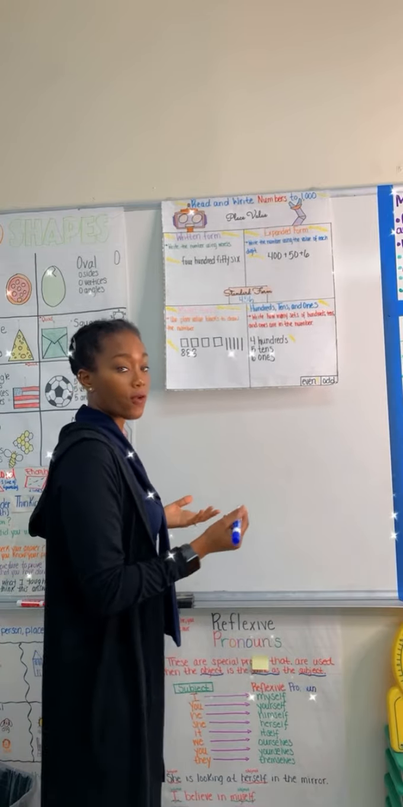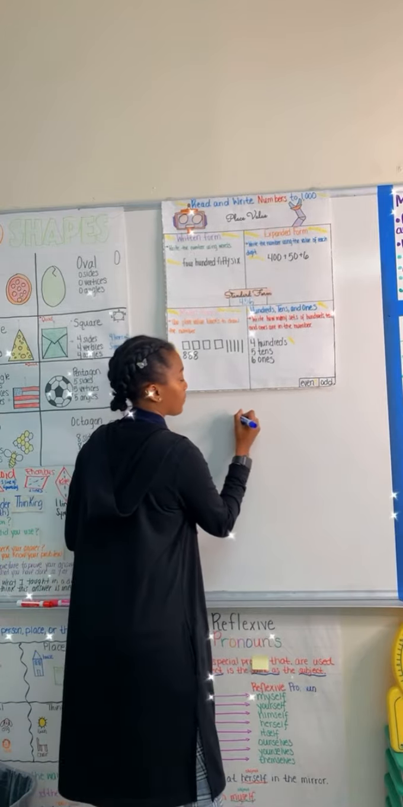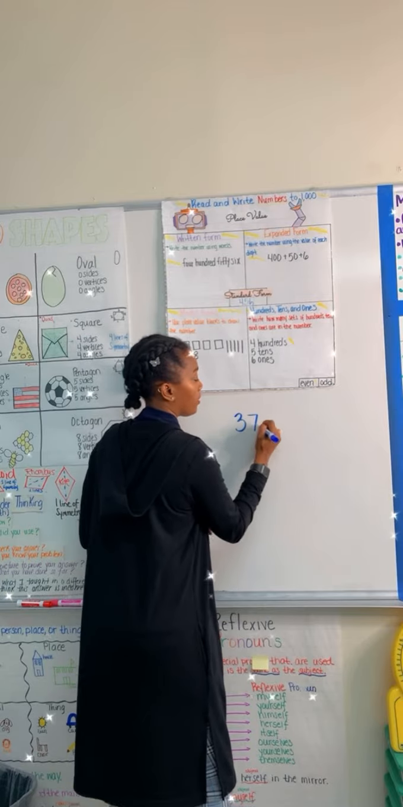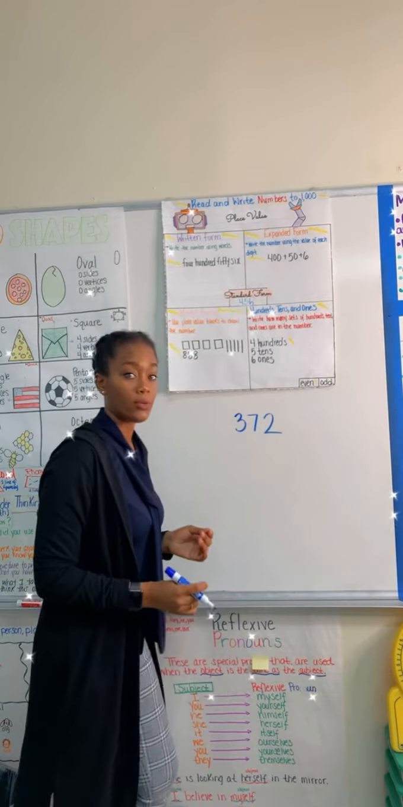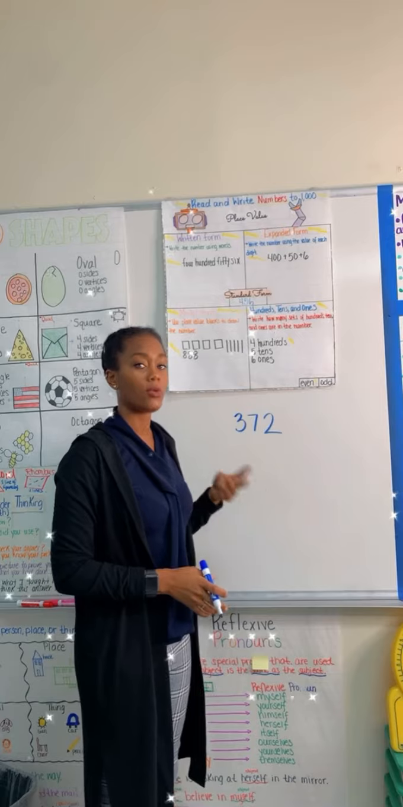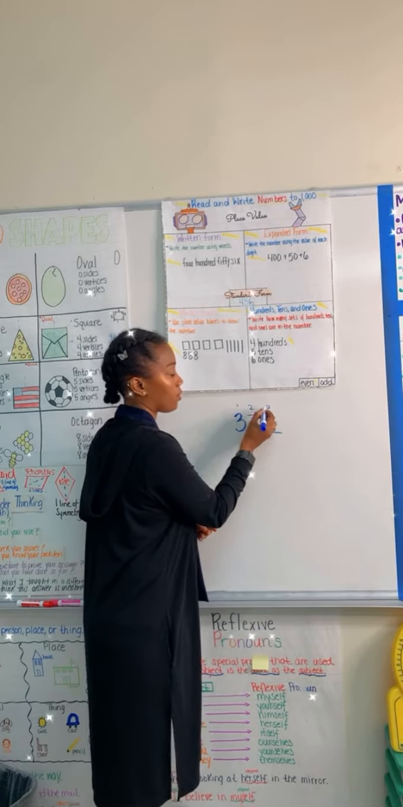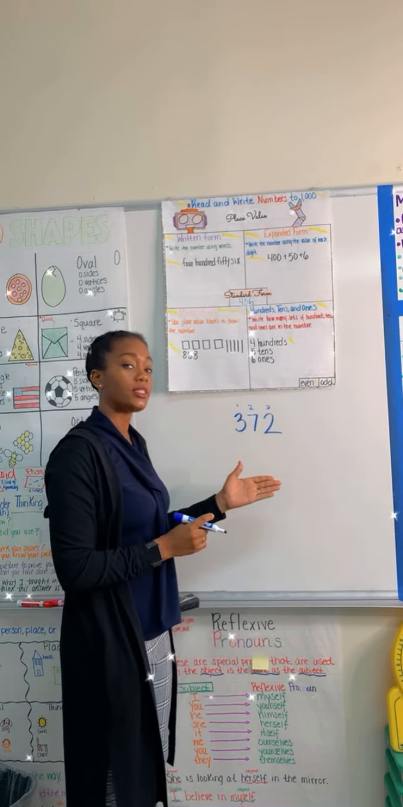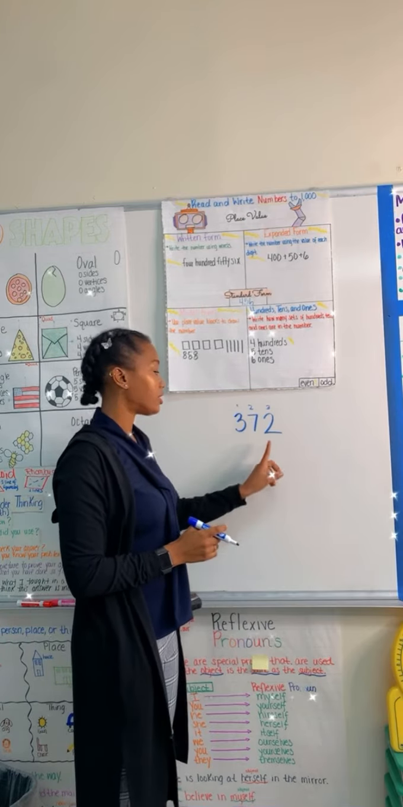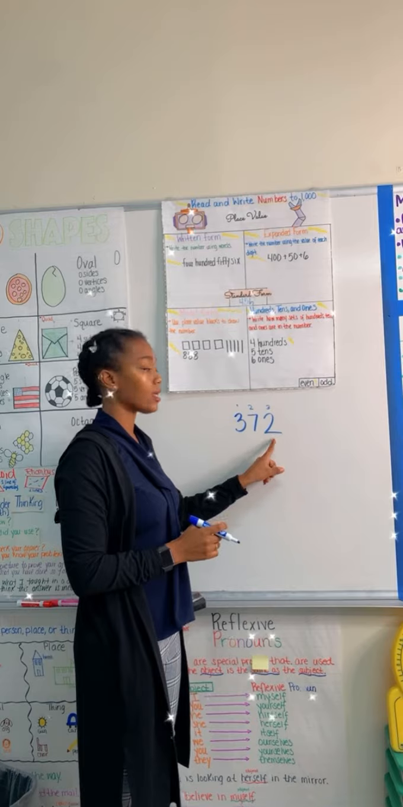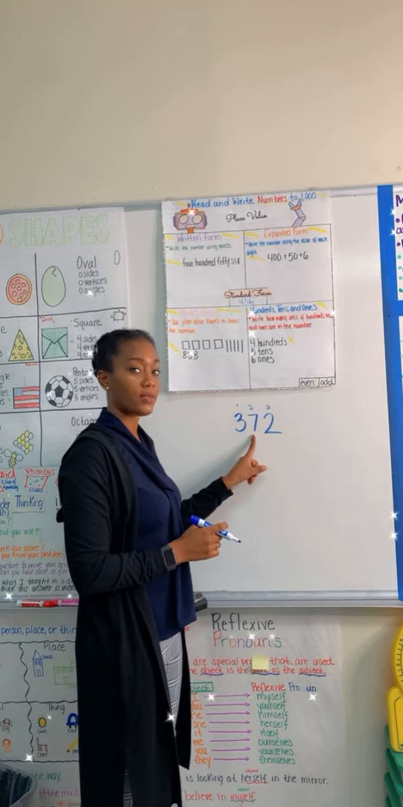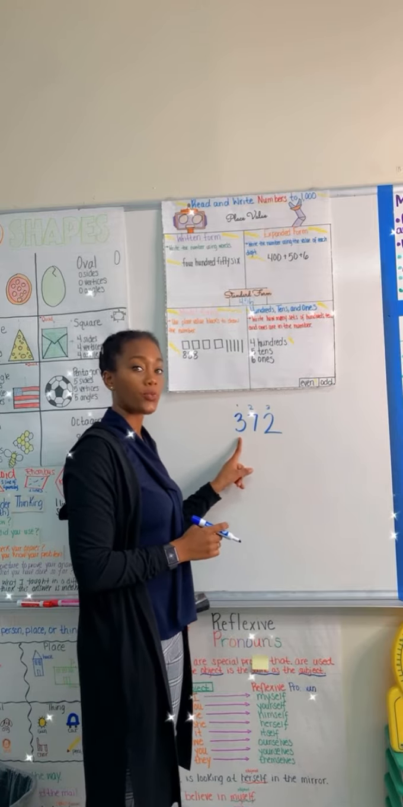So in standard form, my number would be 372. And in 372, there are 3 digits. Each of these digits has a value. This is worth 2 in the ones place. In the tens place, this is worth 70. And in the hundreds place, this is worth 300.